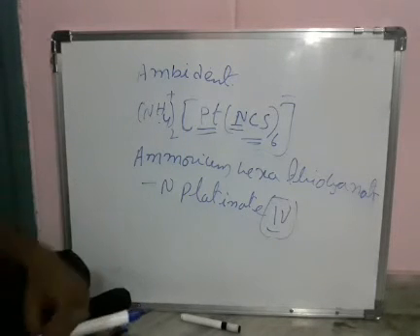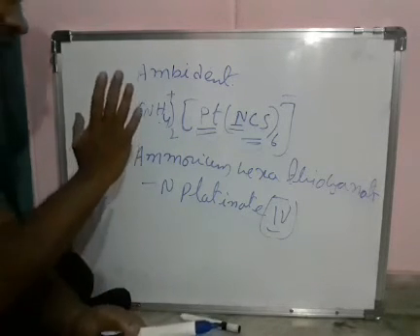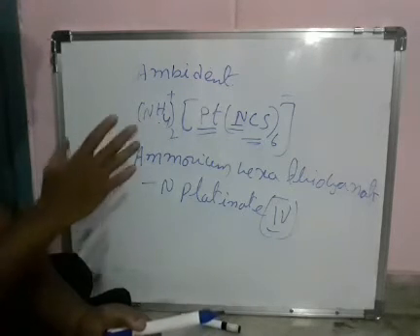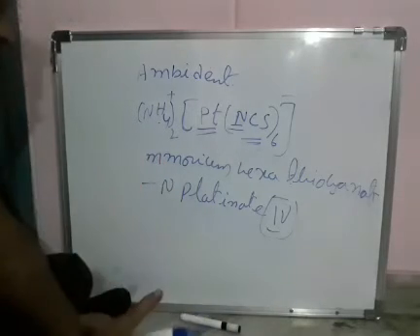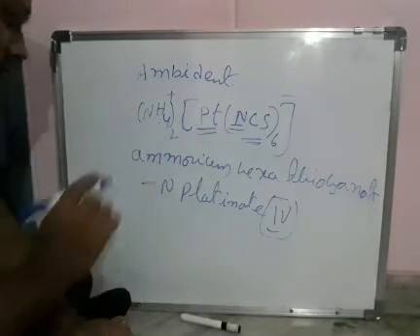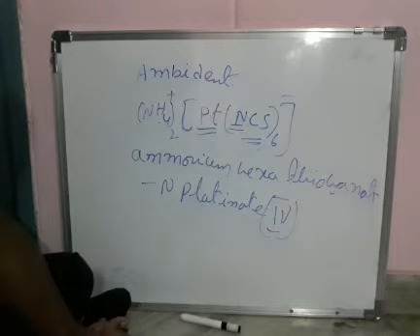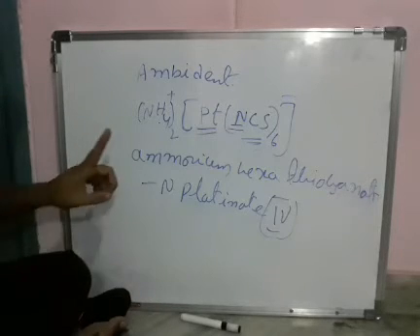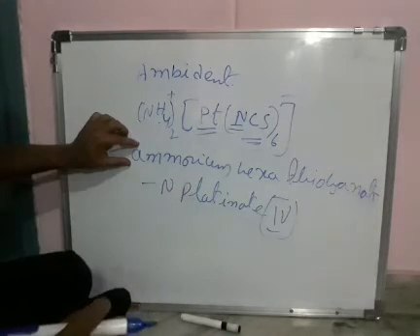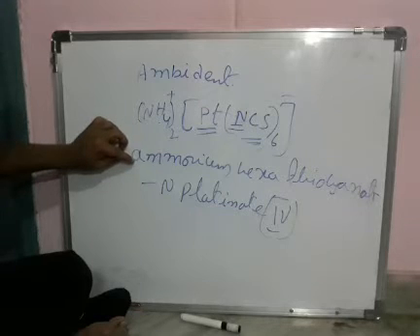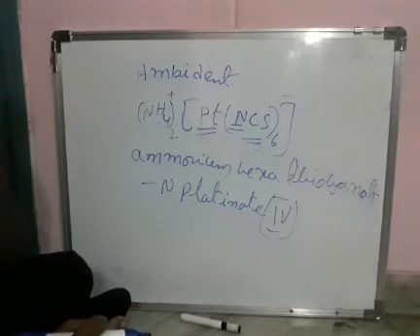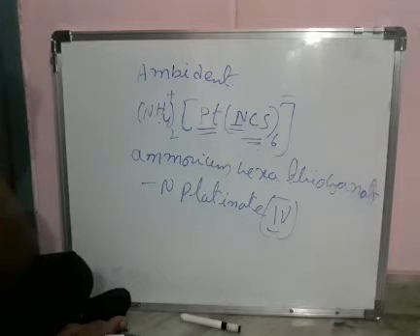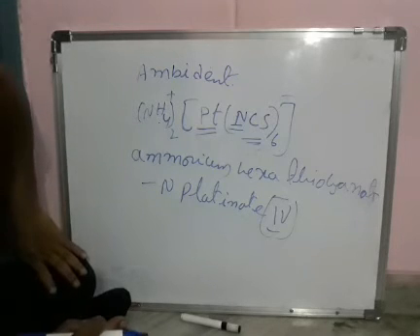Let us see the IUPAC name. First we must follow these rules. One more important point is that we have to start the name with a small letter, otherwise it will be wrong. Just remember this point. While writing the IUPAC name, we have to start with a lowercase letter: ammonium. If you write a capital letter, it will be wrong. That is one of the important points. So this is about IUPAC names.